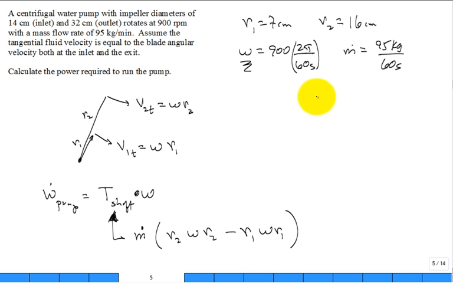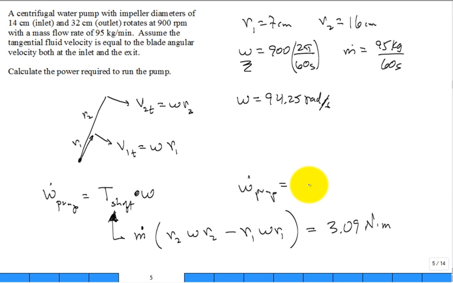When I solve this problem, I get that the rotational speed is 94.25 radians per second. And the mass flow rate's given. The torque in the shaft comes out to be 3.09 newton meters, and the W dot to run the pump is then 291 watts. Well, any comments or questions on that?